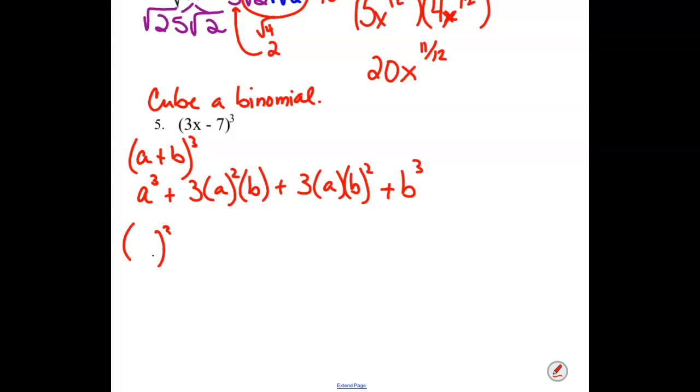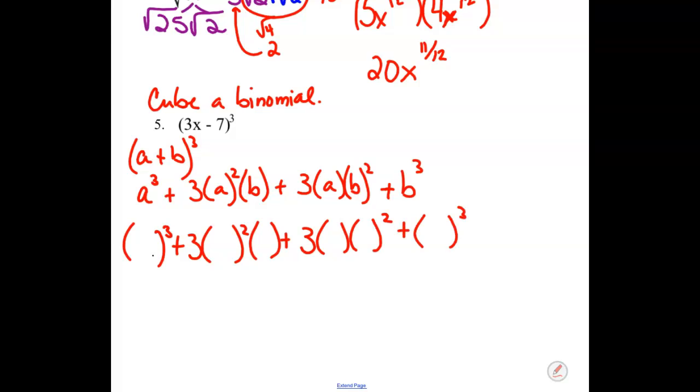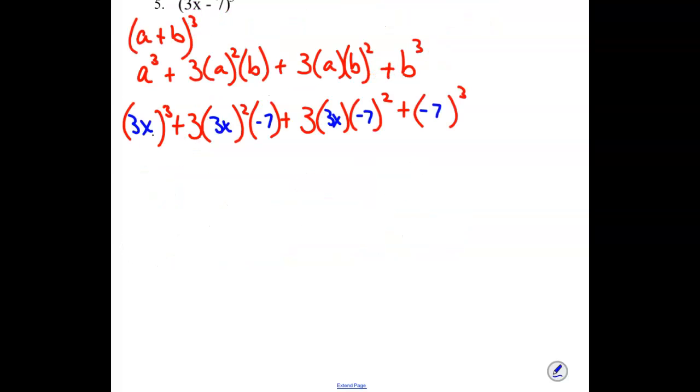So we're going to go through, take out the a's and b's, and dump in what we have, which in this case would be our a we said was 3x, our b was -7. All right, and now it's a matter of simplifying. So 3x if we cube it. Most common mistake here is kids forget to cube the 3. 3 cubed would be 27, and x to the third power.